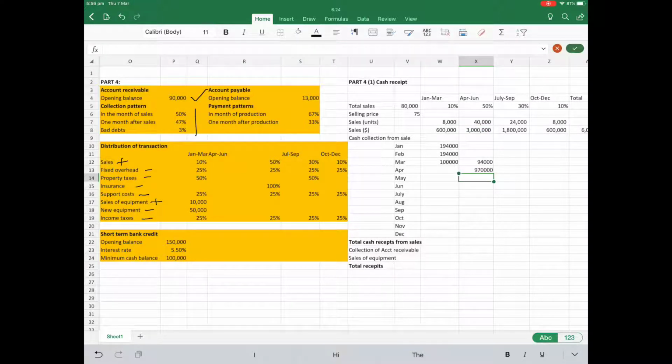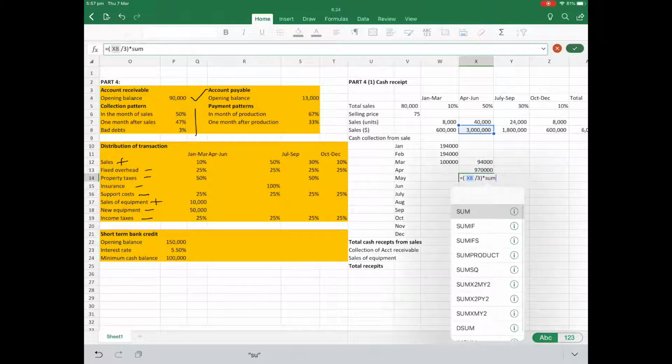Alright. So you might think, oh, why don't I just times 97%, so that makes it easier. But remember, if I change the collection patterns, then you just change it in the orange box, but not change it in here. So that's why we always use the formula instead of putting the figures in directly.